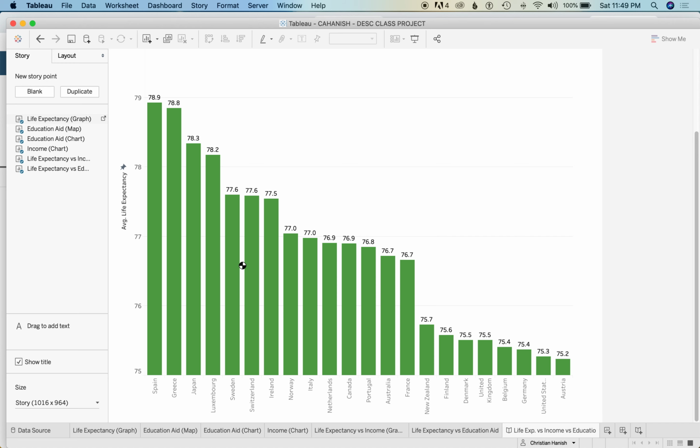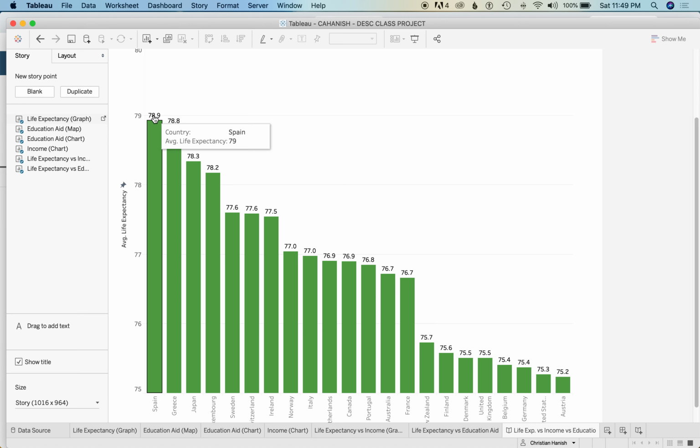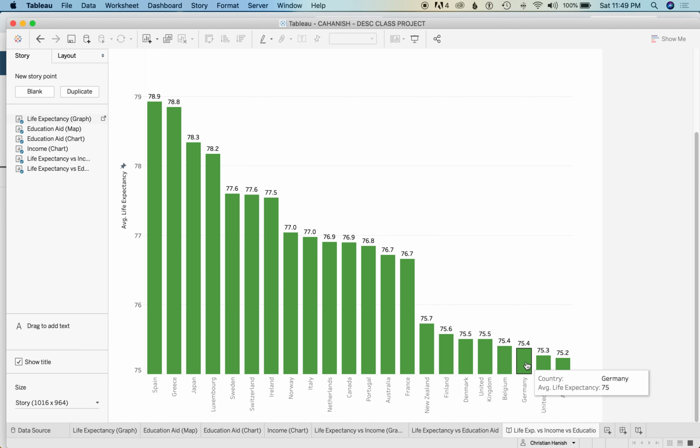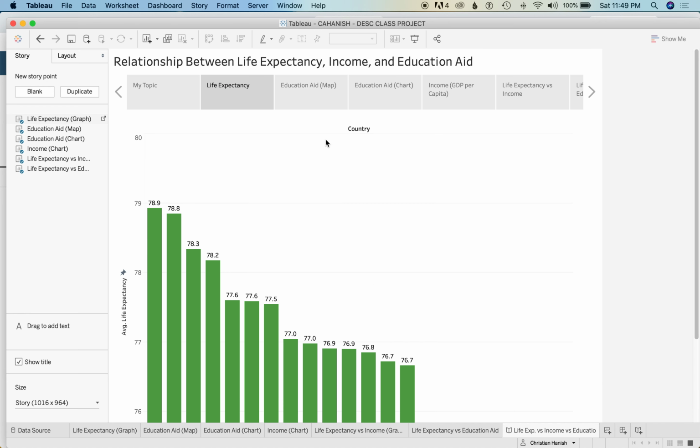So as we can see here, Spain is near the top, so just under 79 years is their average life expectancy, followed by Greece, Japan, and then surprisingly here at the bottom, we have Germany and the United States down here bringing up the rear around 75. So this is going to be something we're going to look at moving forward.